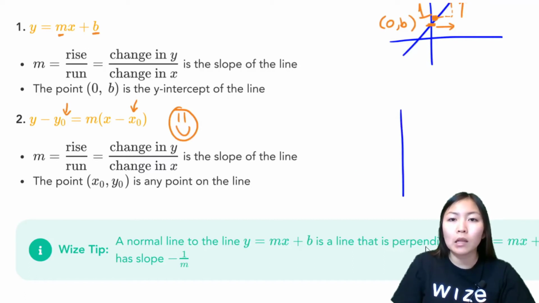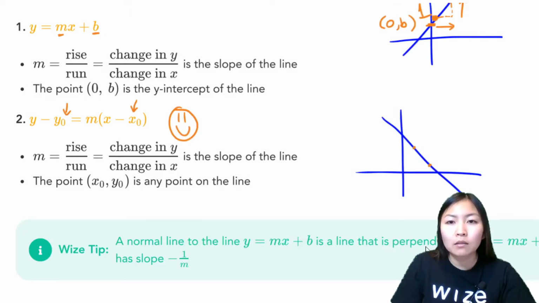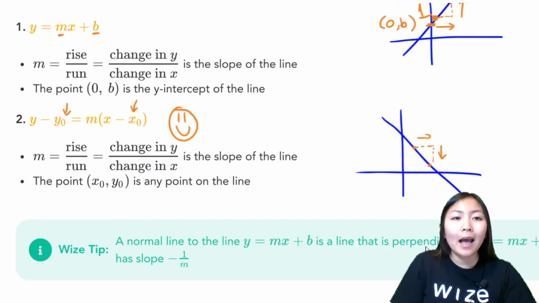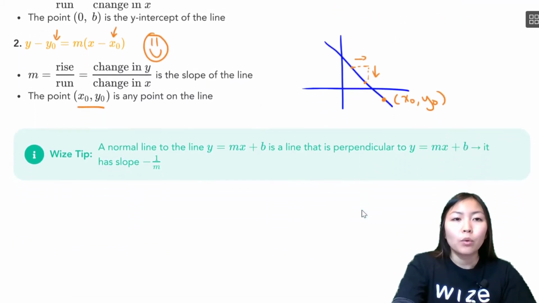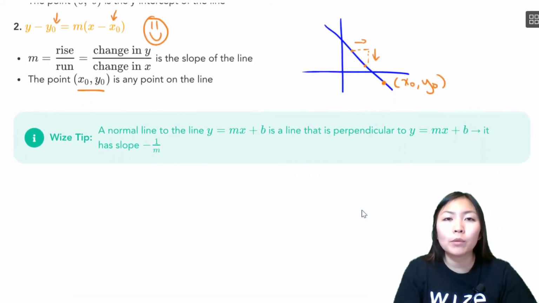Again, if you draw a line, m is your rise, going from one point to the next. Are you going up or are you going down? And then your run. And x naught, y naught, or x0, y0 is any point on the line. It doesn't have to be a y-intercept or x-intercept, it's just any point (x0, y0) that is on the line. When you're coming up with lines, there's some terminology that's really important.